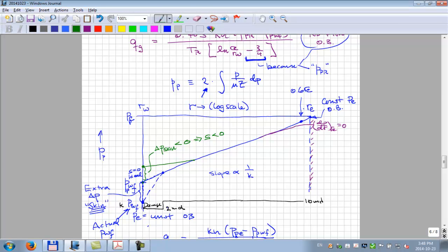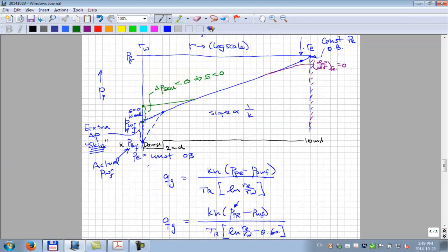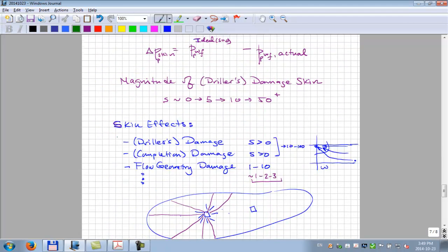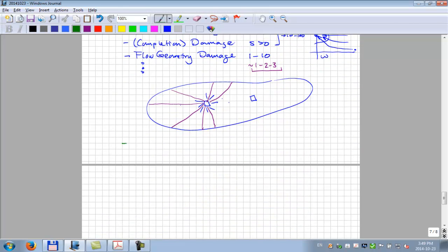Okay, and we've got that 8 number, and now we're subtracting something. So how negative can this get? So we can have stimulation skin, which can be on the order of -1 to -5.